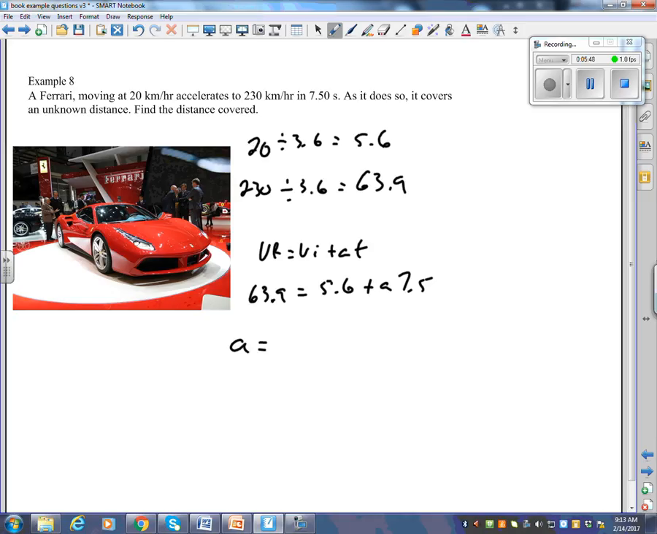I'm going to write A equals, and maybe some of you can try this on your own here. What would be the steps? A is equal to what? I'm going to start with 63.9. What do I have to get rid of first over here? The 5.6. I'm going to subtract 5.6 from both sides, and then I'm going to divide by 7.5. And I'm hoping that that's mostly okay for many of you. 7.77.